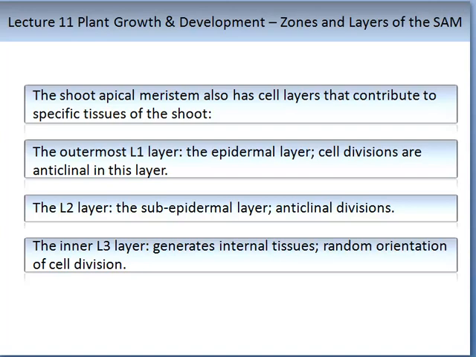And this layer produces the subepidermal layer of tissues, while the L3 layer is the innermost layer, and this generates internal tissues. But you will note that this L3 layer cell division is quite different. Rather than anticlinal, it has random orientation of cell division. So you will note L1 and L2 layers have very structured division, while L3 has a very random orientated division, and this helps shape the form of this tissue.